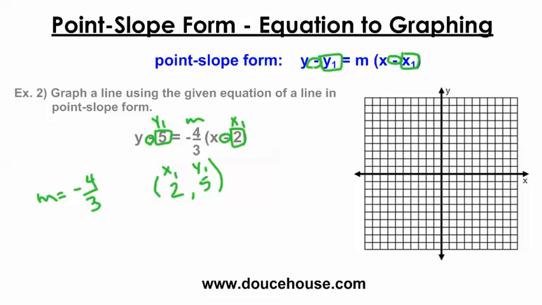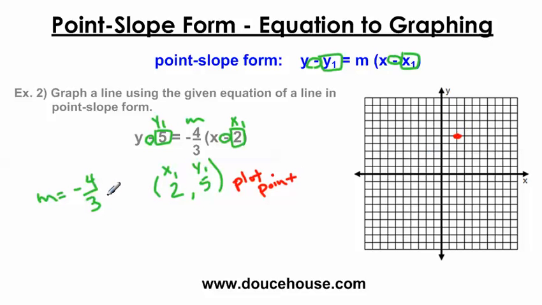And then from here, I'm going to plot the point. Where is 2, 5? Over 2, up 1, 2, 3, 4, 5. That is the 2, 5. This is my starting point. I'll make it real big.